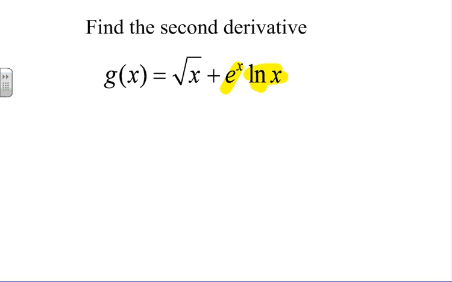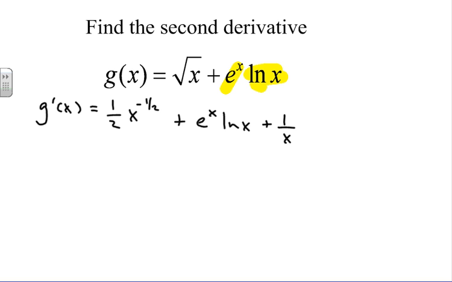So in doing this one, we can take the derivative of g of x using the sum rule of differentiation. We have 1/2 x to the negative 1/2 power. Now we're going to use the product rule for this one. What we have is e to the x times the natural log of x, because the derivative of e to the x is e to the x. So we take the derivative of the first, using the product rule, plus the derivative of the second, which is 1 over x, because that's the derivative of the natural log, times e to the x.